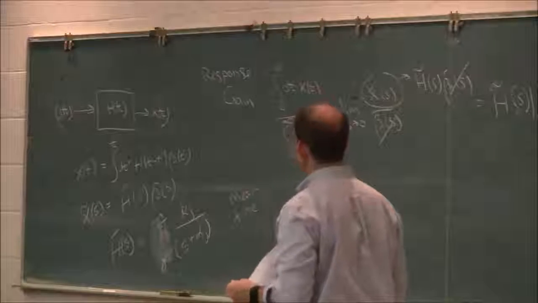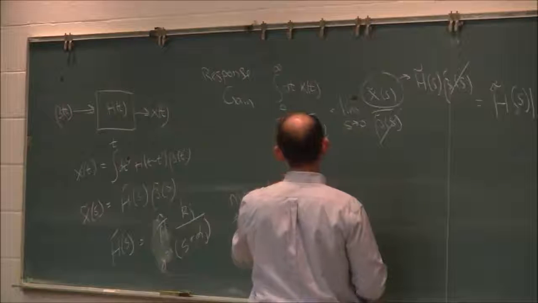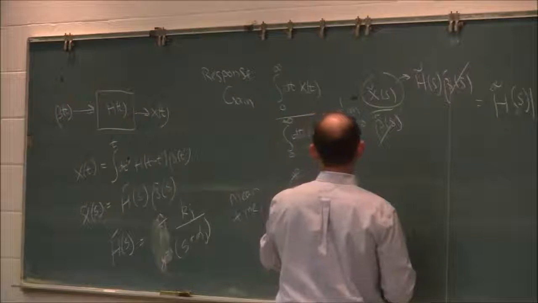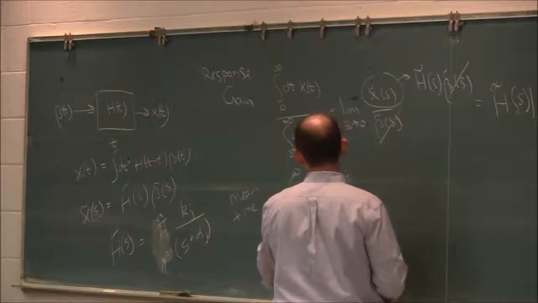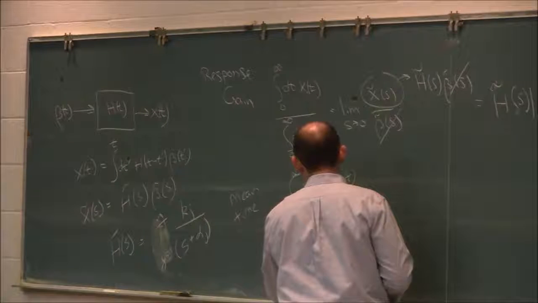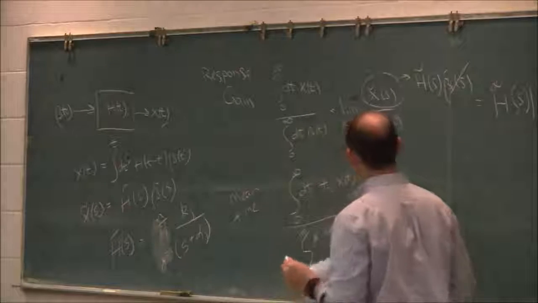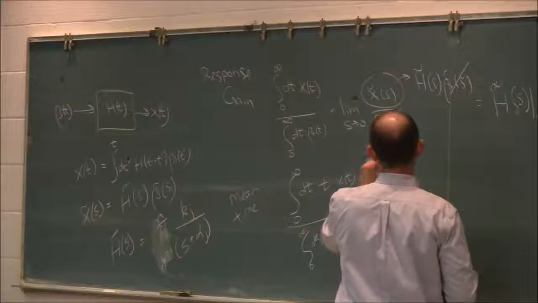The next quantity that we were going to look at was the mean time of response. So the integral from 0 to infinity dt of t x of t. This is the mean time of the output, and then we subtract off the mean time of the input.